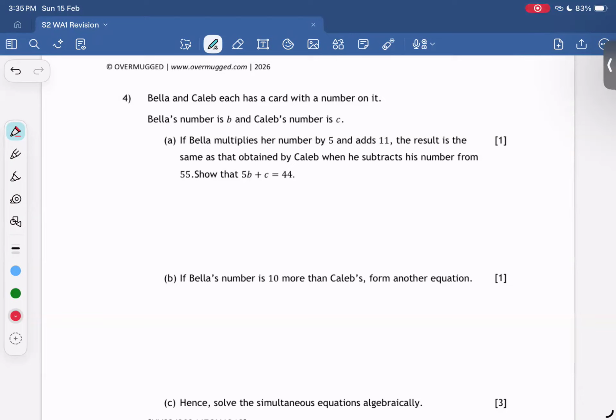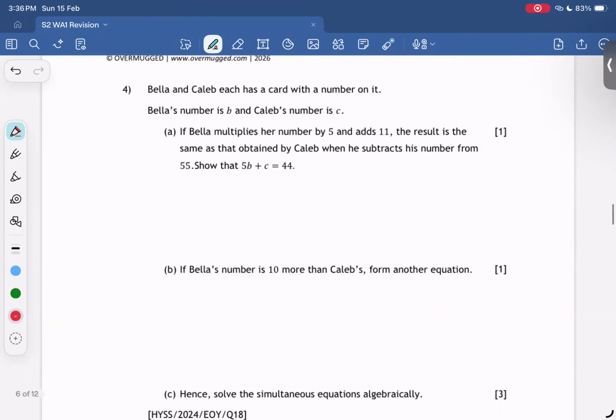So over here, what we're going to do is come out with our own equation. We know that Bella's number is B, Caleb's number is C. They say that if Bella multiplies her number by 5, let's take it one step at a time. Multiply Bella's number by 5 means I take 5 times B, so 5B. Then they say and adds 11, so plus 11. The result is the same as that obtained by Caleb, so equals Caleb's.